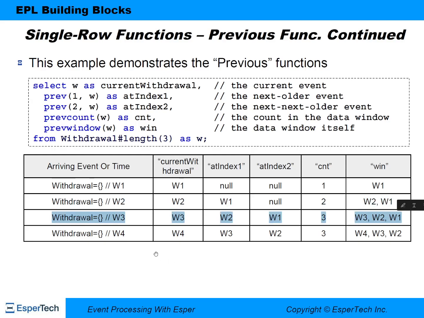A withdrawal event arrives, labeled as W3. The current withdrawal column is W3, the at index 1 is W2, the at index 2 is W1, the CNT is 3, the win is W3, W2 and W1. A withdrawal event arrives, labeled as W4. The current withdrawal column is W4, the at index 1 is W3, the at index 2 is W2, the CNT is 3, the win is W4, W3 and W2.